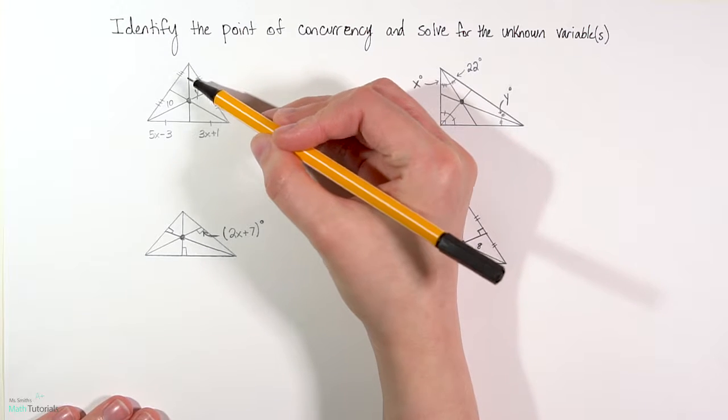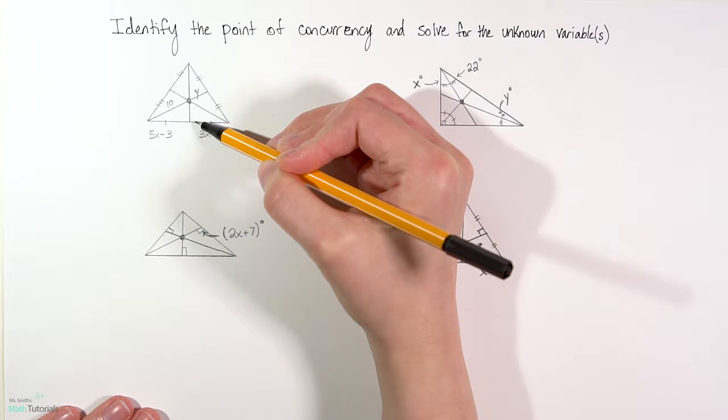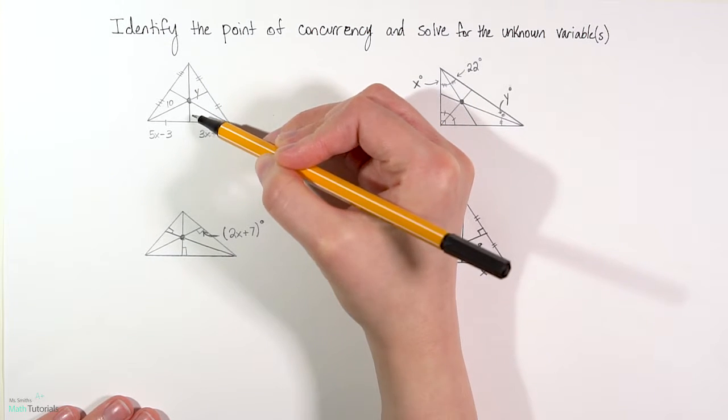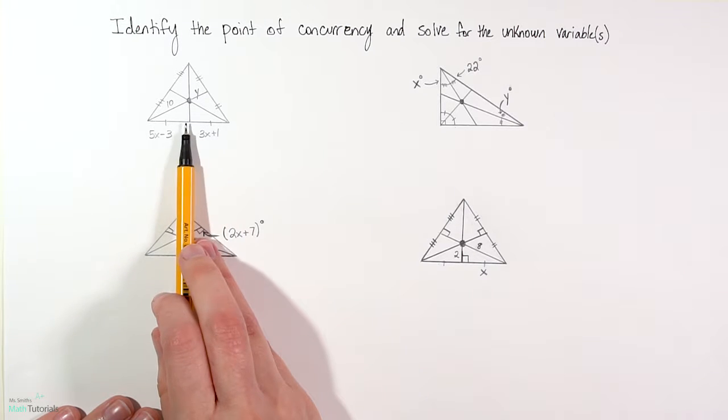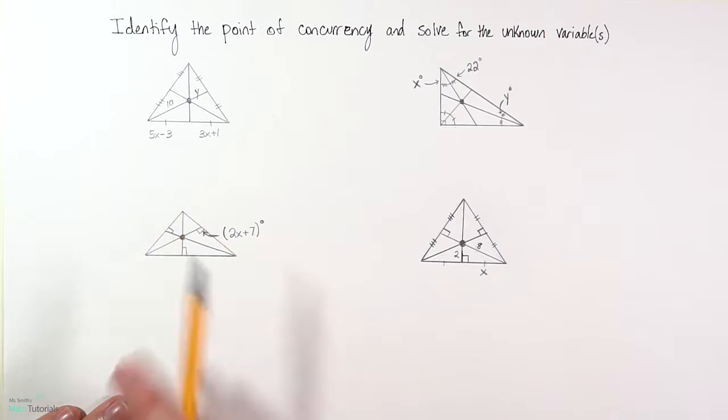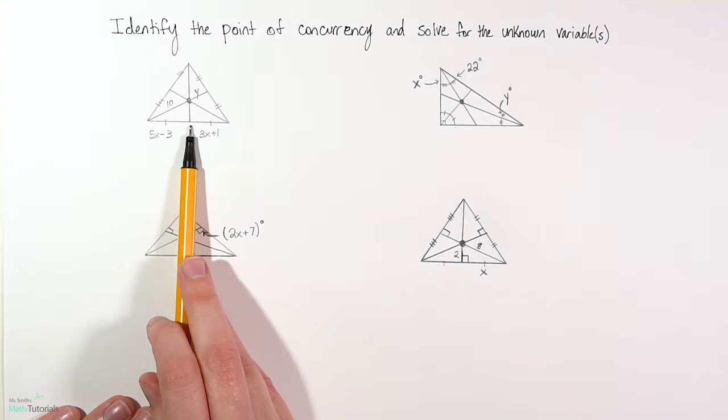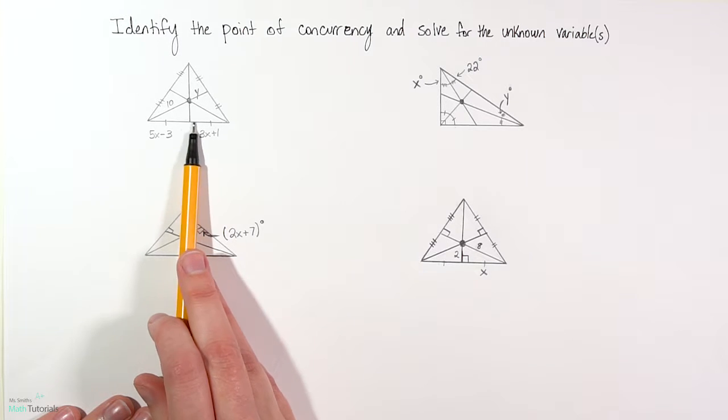I noticed that this does not form a right angle. A lot of people want to just add a box there. We can't do that. Even if it looks like a right angle, we cannot add that. They didn't tell us that, so we can't just magically add one, okay? So there's no right angle, which means immediately I know this is not an altitude, and I know it's not a perpendicular bisector, because both of those would have to have a right angle there.